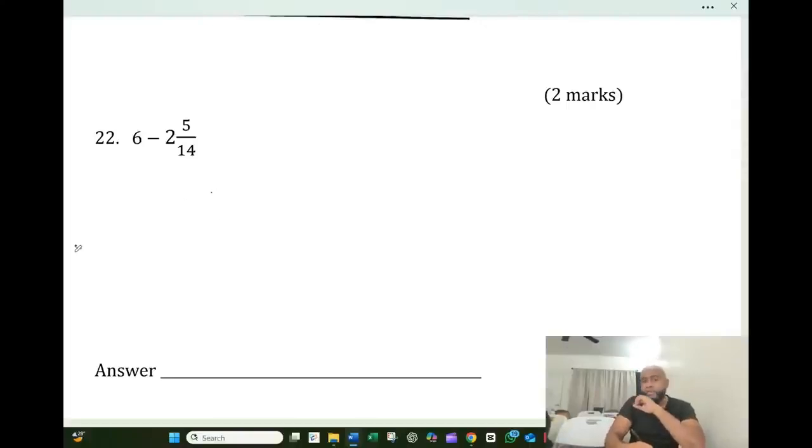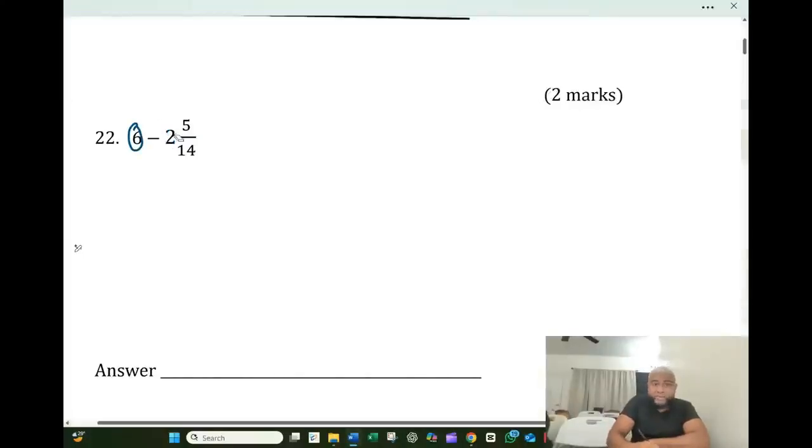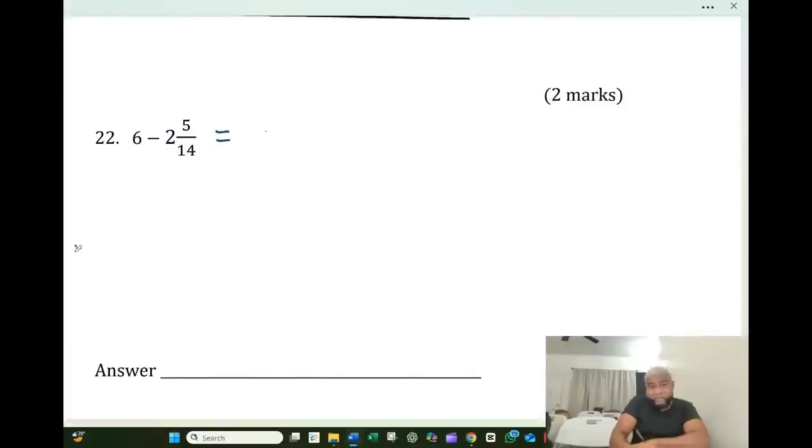Right, let's go here. So you have 6 minus 2 and 5 over 14. What we would do here is subtract the whole numbers first. When we do 2 from 6, that will give us 4. So this will basically be equal to 4 minus the fraction, which is 5 over 14.